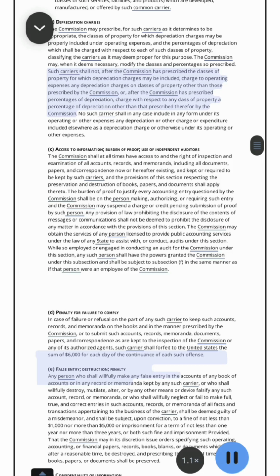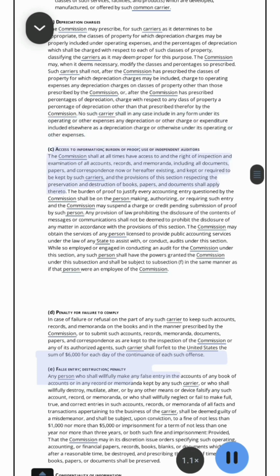Such carriers shall not, after the Commission has prescribed the classes of property for which depreciation charges may be included, charge to operating expenses any depreciation charges on classes of property other than those prescribed by the Commission, or, after the Commission has prescribed percentages of depreciation, charge with respect to any class of property a percentage of depreciation other than that prescribed therefor by the Commission. No such carrier shall in any case include in any form under its operating or other expenses any depreciation or other charge or expenditure included elsewhere as a depreciation charge or otherwise under its operating or other expenses.